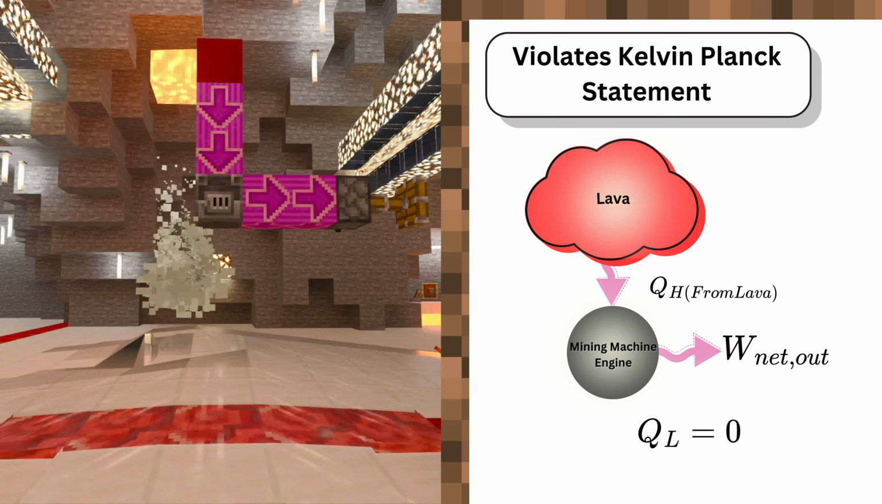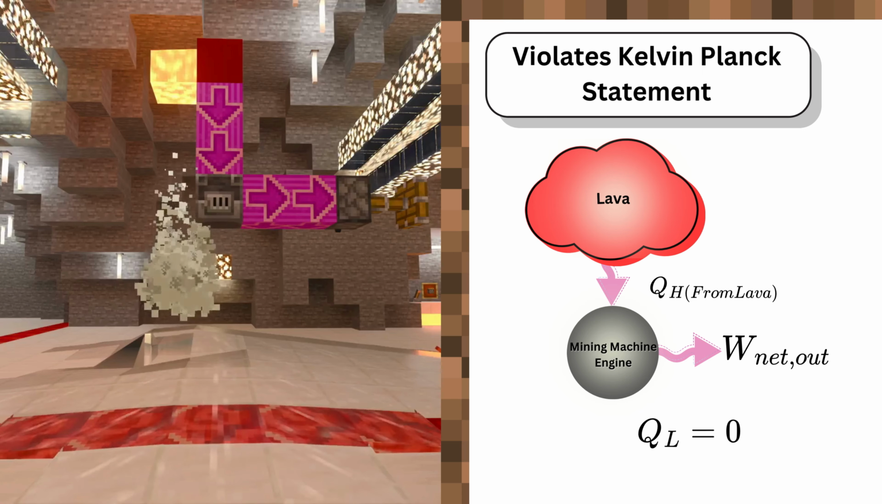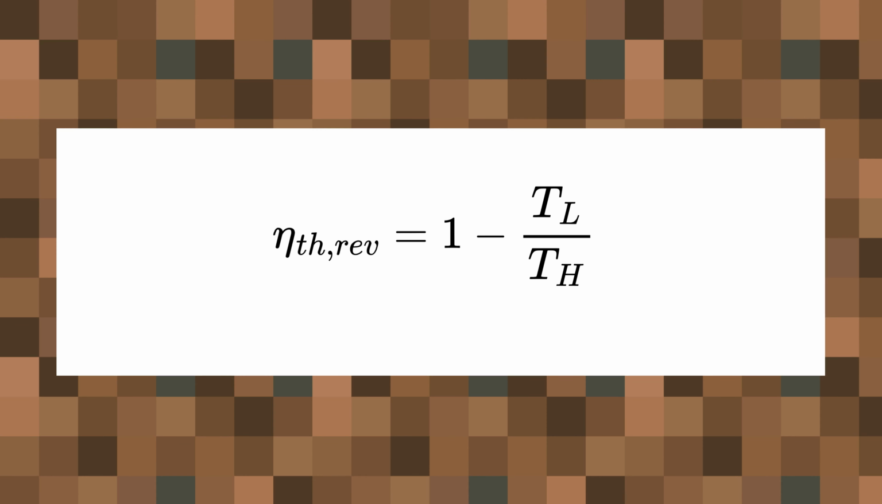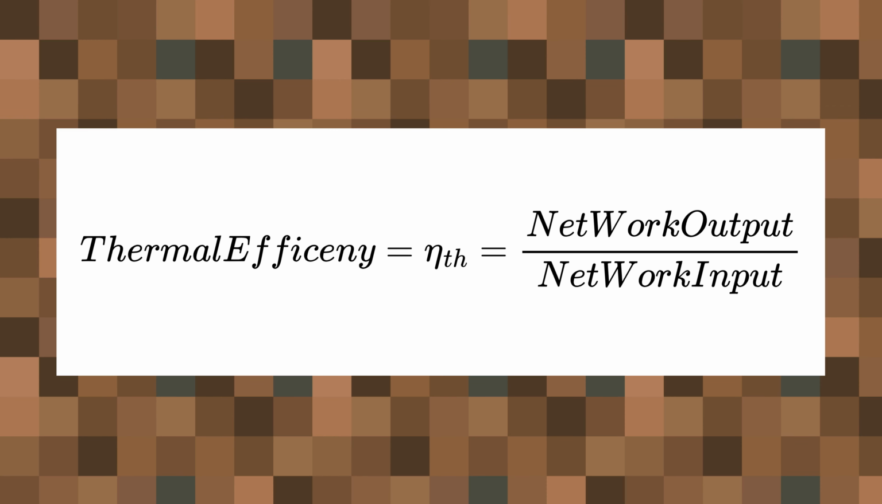So if we can't make it perfectly efficient, how can we improve it? Good question. The key is to increase the temperature differential between the source and the sink. The greater the difference in temperature, the more useful work we can extract. Efficiency depends on this ratio, where TH is the temperature of the high source, and TL is the temperature of the low source. So the hotter my lava, or the cooler my water, the better my mining machine works?